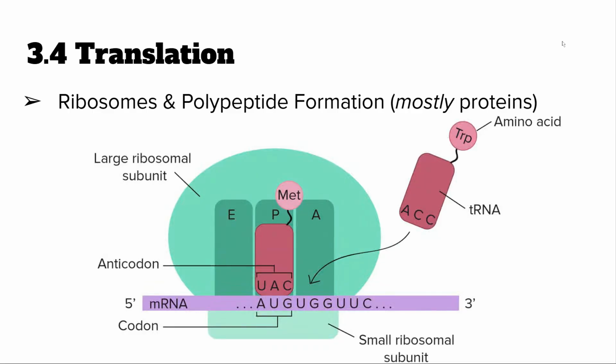So on a ribosome, we've got two parts, the large ribosomal subunit and the small ribosomal subunit.